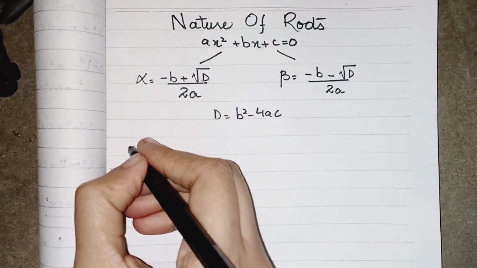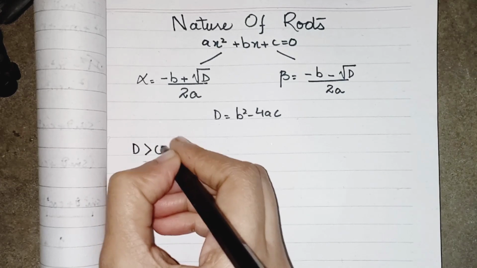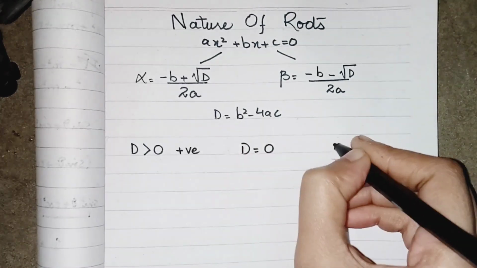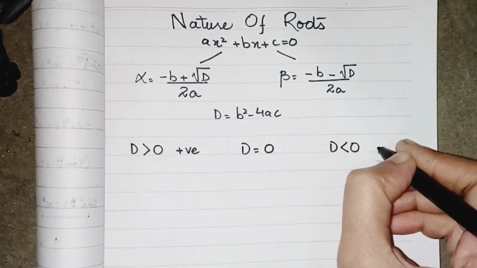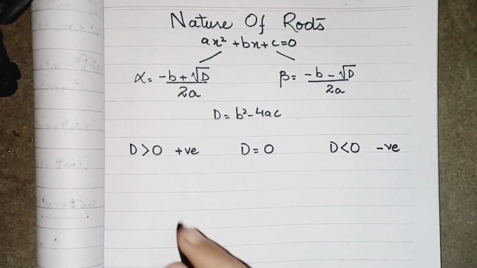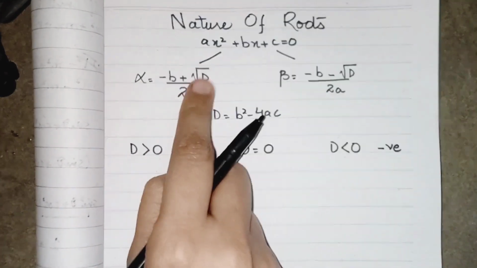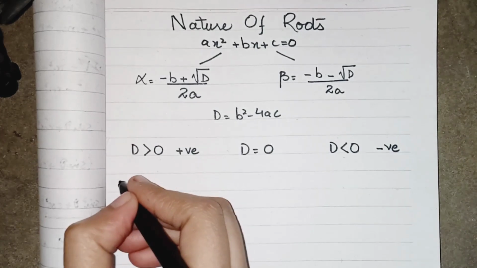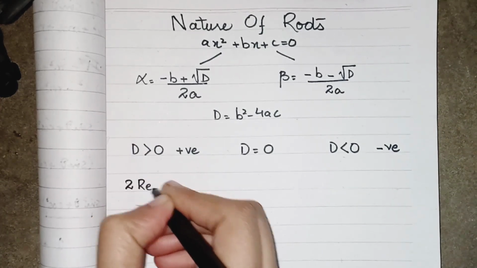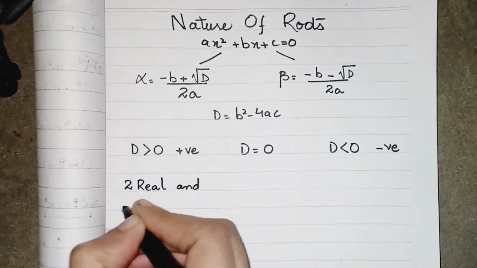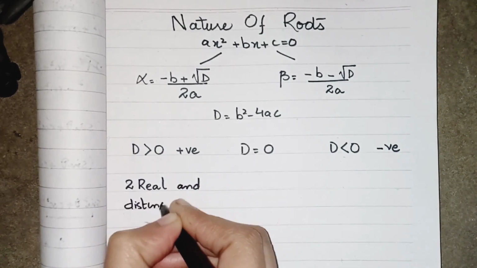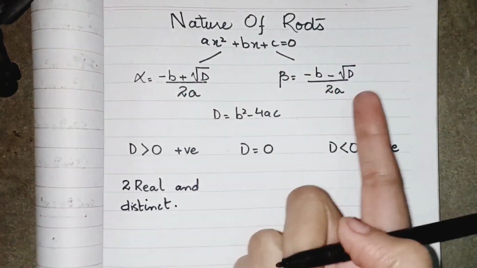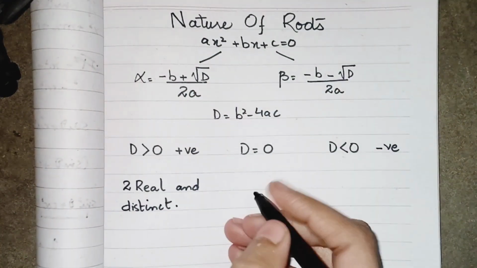We have three conditions: D is greater than 0, which means D is positive, D is equal to 0, and D is less than 0, which means D must be negative. So what happens when my D is positive, meaning inside the root I have a positive number? Our roots will be 2 real and distinct. Distinct means different from each other. If one answer is 4, the other answer will be 5 or something else.